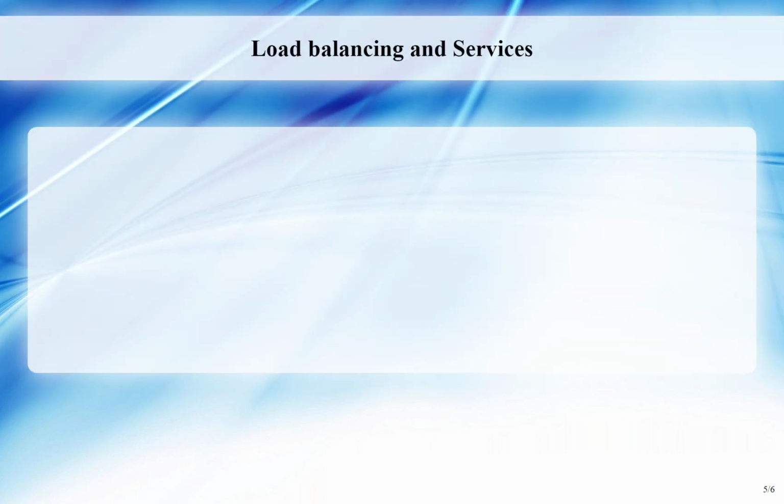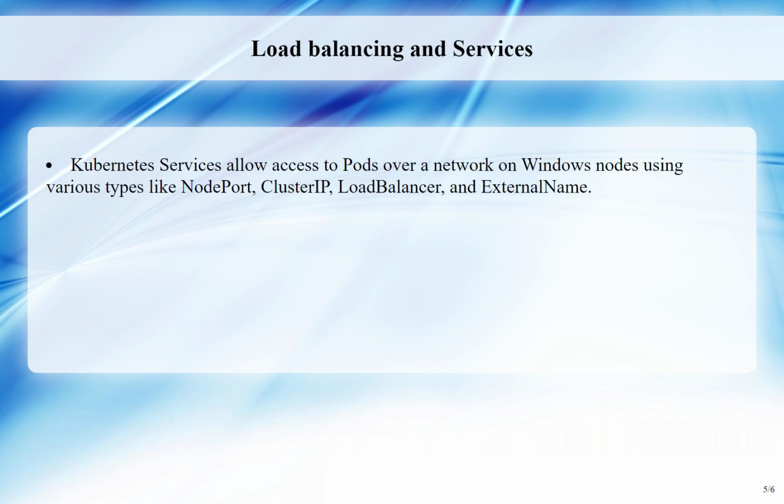Load balancing and services. A Kubernetes service is an abstraction that defines a set of pods and provides a means to access them over a network. Windows nodes in a cluster can use different types of services such as node port, cluster IP, load balancer, and external name.